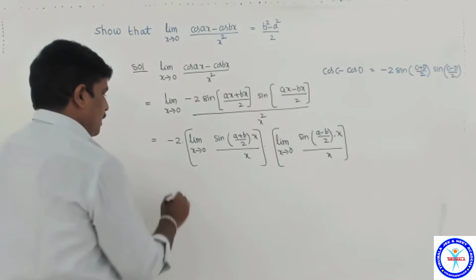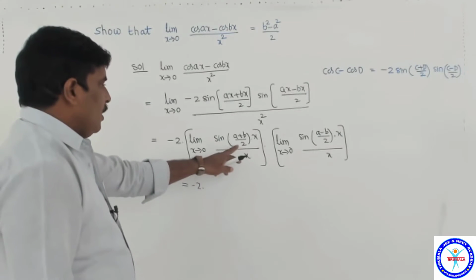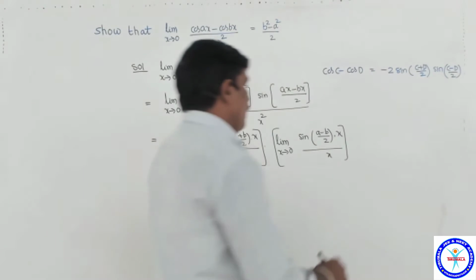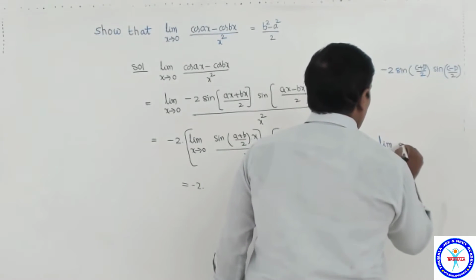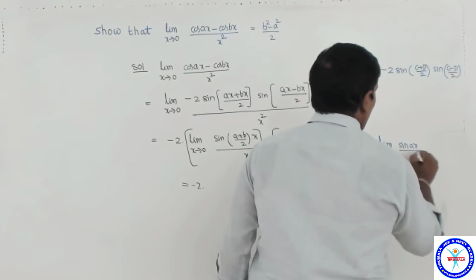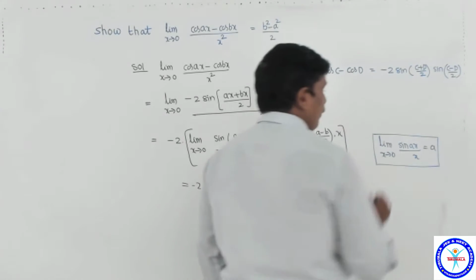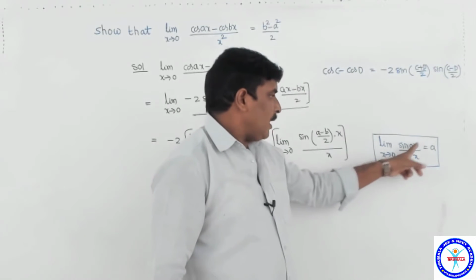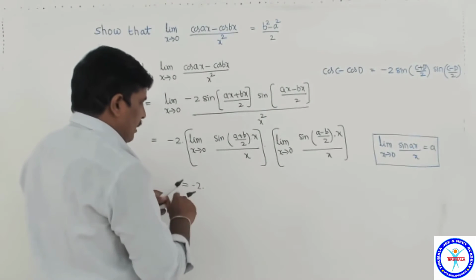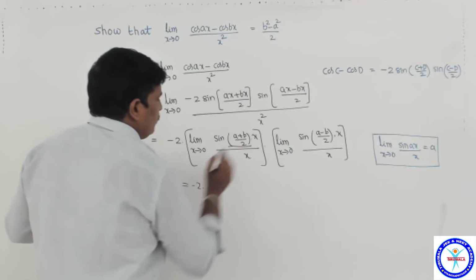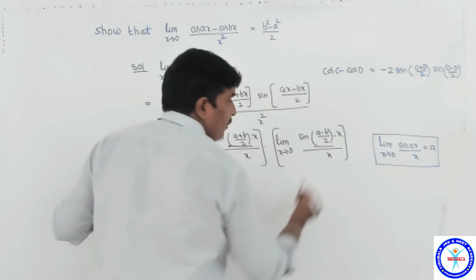This is equal to minus 2 into limit x tends to 0. It is in the form of sin ax by x. We know that limit x tends to 0 sin ax by x equal to a. This is also a very important formula. So limit x tends to 0 sin ax by x equal to a. That's why here the value of a is this one, and this one is also the value of a.